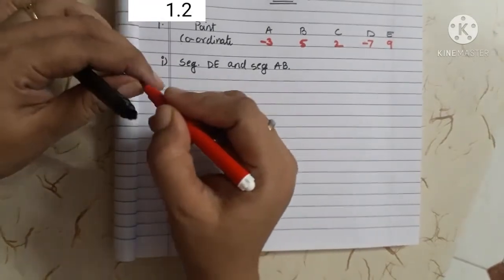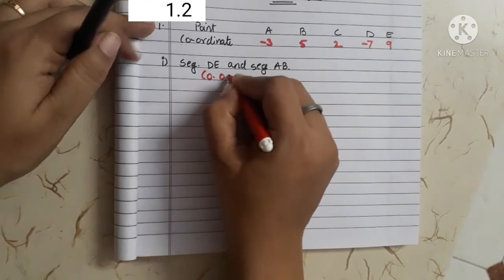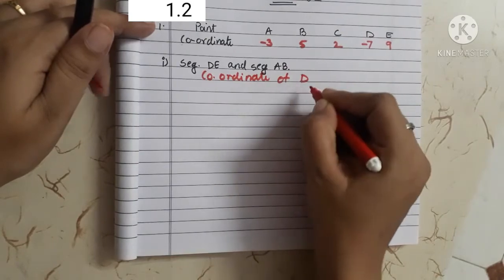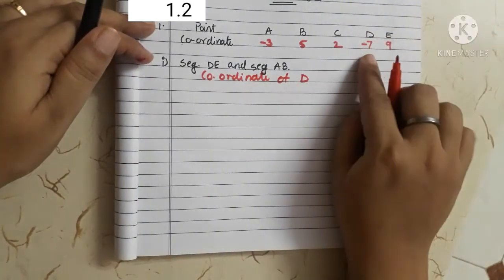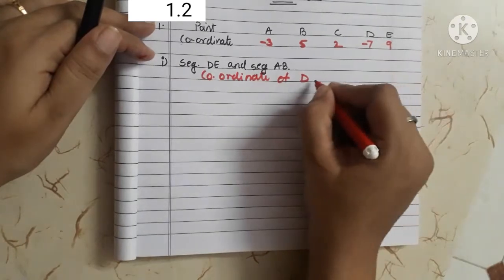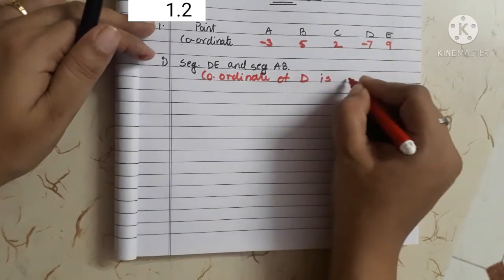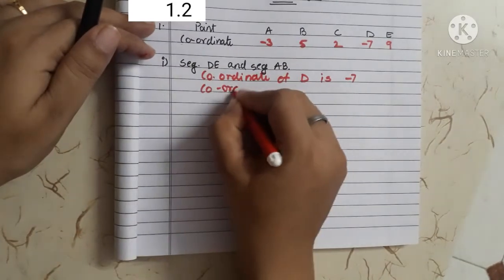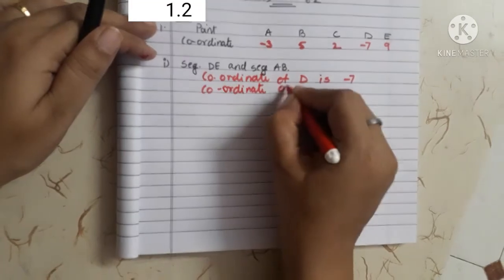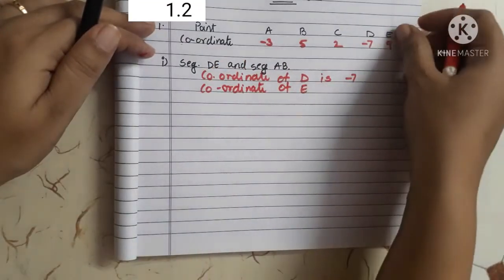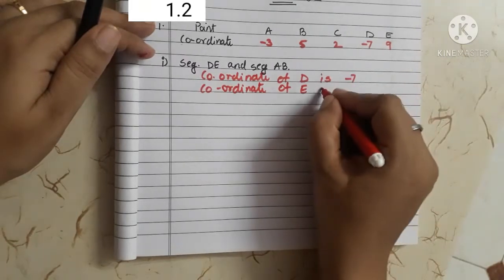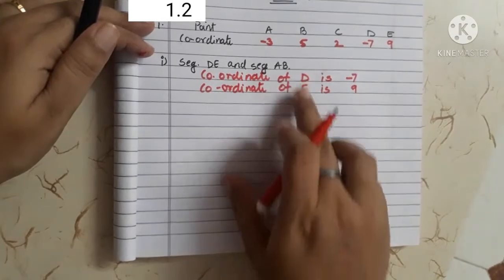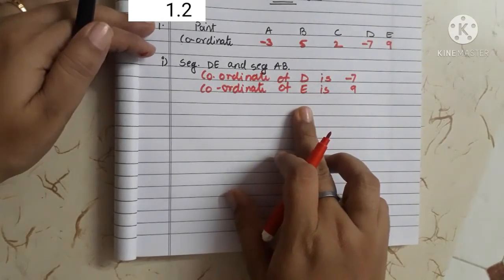Okay, so now first we will write down the coordinate of D. You can see in the table D value is -7, so I'll write here the coordinate of D is -7. Similarly, I will find out the coordinate of E. What is the coordinate of E, children? See here, 9. So I'll write here 9. Now by using this, you know how to find out the distance of any coordinate. Distance formula. Yes, what is the distance formula?